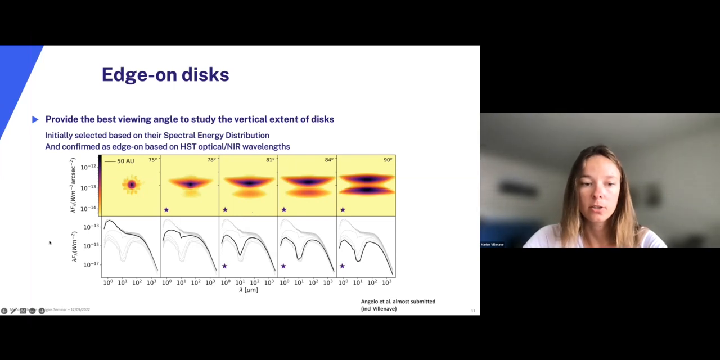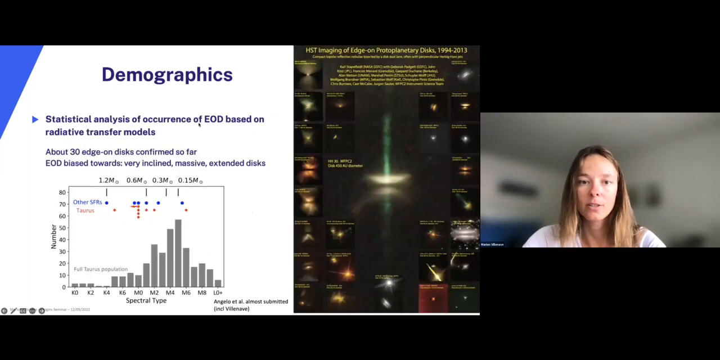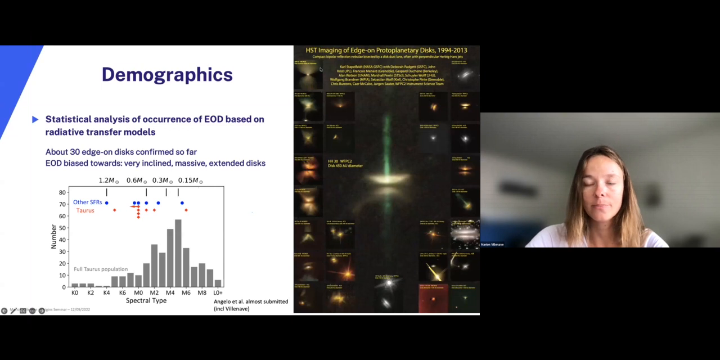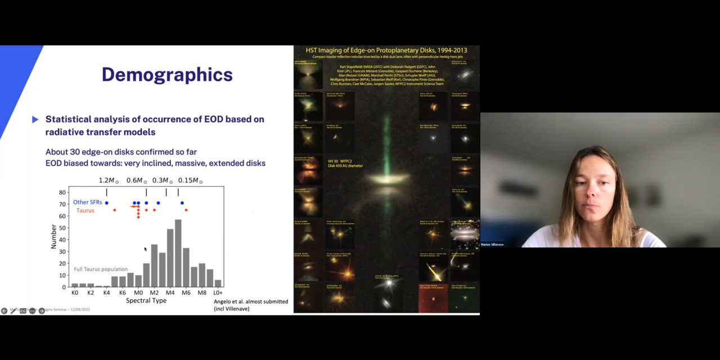And so the method I described is what Karl Stapelfeldt and colleagues have done in the past, and they have gathered about 30 edge-on disks compiled so far, which is a bit less than what we could expect from the full population. And actually, the new analysis that Isabel Angelo performed and has almost submitted shows that this selection is biased towards very inclined, also massive and extended disks.